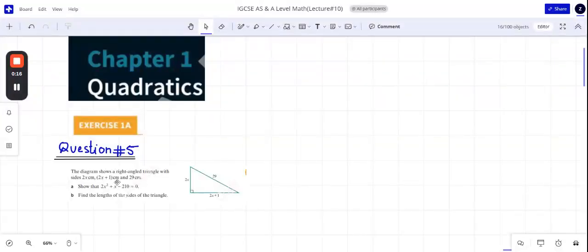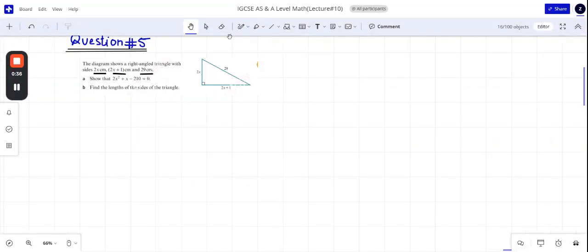Exercise 1A, question number 5: the diagram shows a right angle triangle with the sides 2x centimeter, 2x plus 1 centimeter, and 29 centimeter. Part A: prove that 2x squared plus x minus 210 equals 0. Part B: find the length of the sides of the triangle.